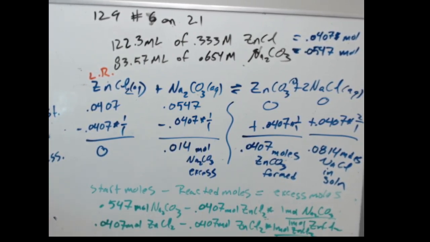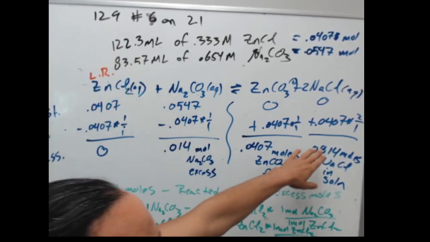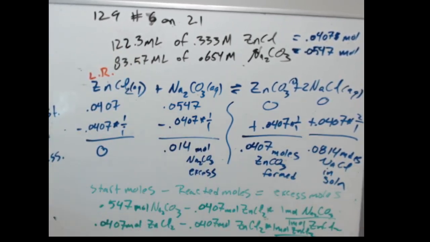Is the one in the denominator the limiting reactant? Yeah. Okay. And it doesn't really matter because they're all one-to-ones. But it matters over here if we wanted to know how much sodium chloride was in solution, but as spectators, we don't actually care.